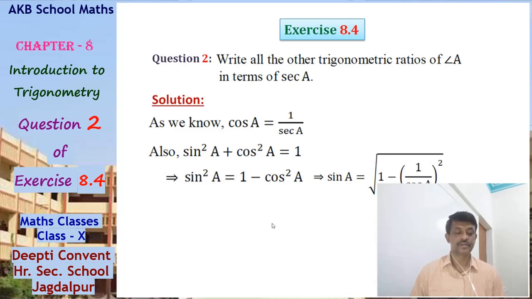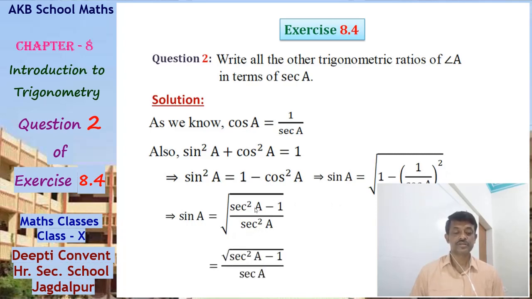Now solve it. Sin A equals the square root of (sec square A minus 1) upon sec square A. You can simplify it, the denominator is only sec A. So the value of sin A in terms of sec A is this. So cos A in terms of sec A is this, sin A in terms of sec A is this. Two ratios we have got. Now three ratios remain.